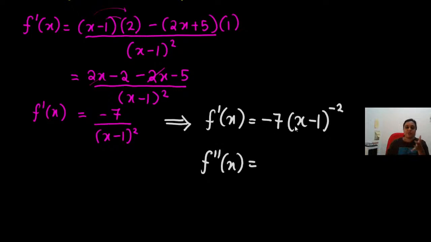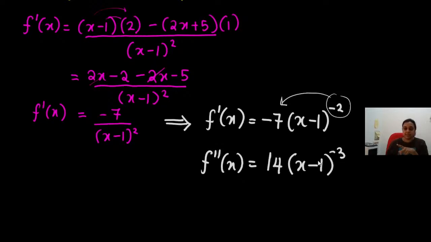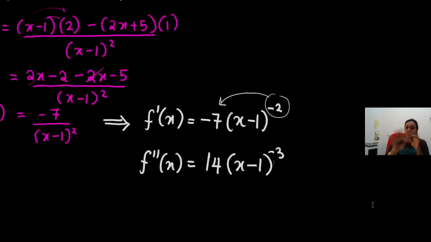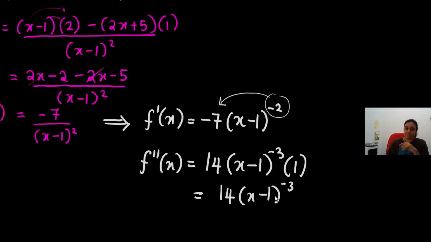Once I bring up, this is like you're doing chain rule already, the shortcut. So negative 2 you times with the front, negative 7, which you get 14. Copy the bracket. Negative 2 minus 1 is negative 3. Then differentiate whatever is inside the bracket, which is 1. So 14 times 1 is 14, (x - 1) power negative 3.